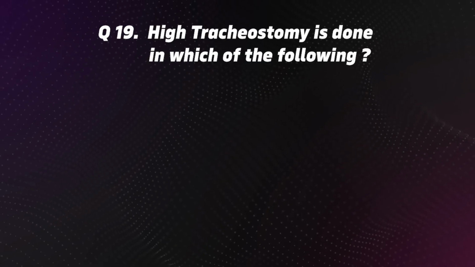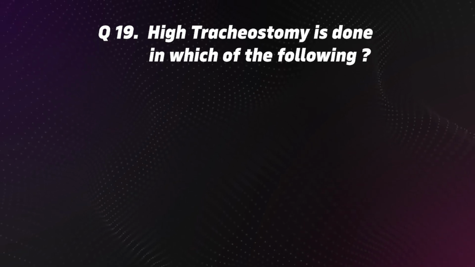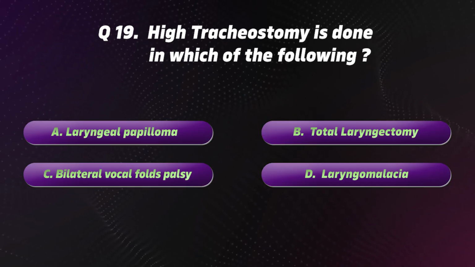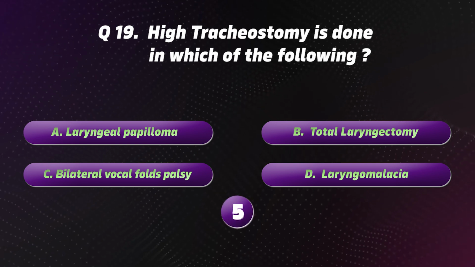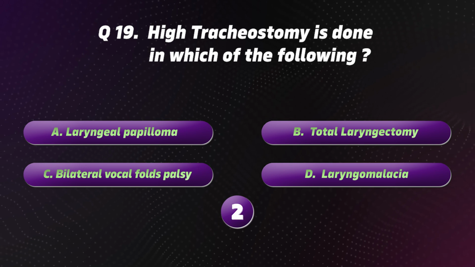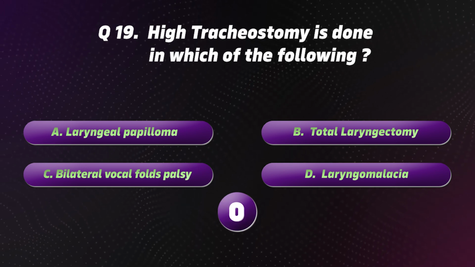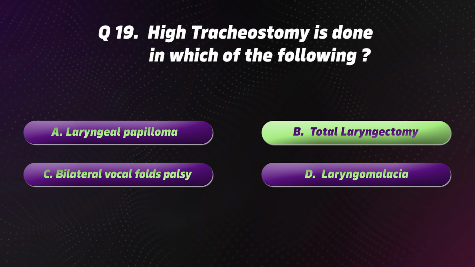Question 19. High tracheostomy is done in which of the following? Here are the options. A. Laryngeal papilloma. B. Total laryngectomy. C. Bilateral vocal folds palsy. D. Laryngomalacia. And the correct answer is option B, total laryngectomy.